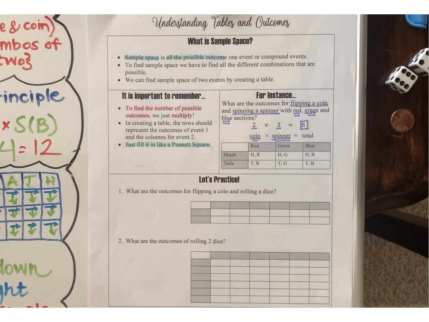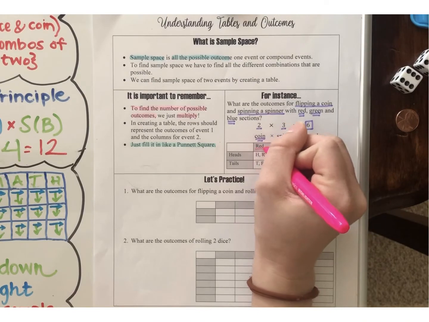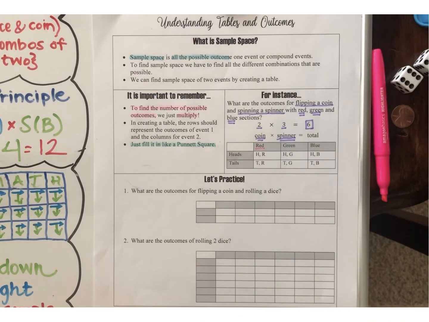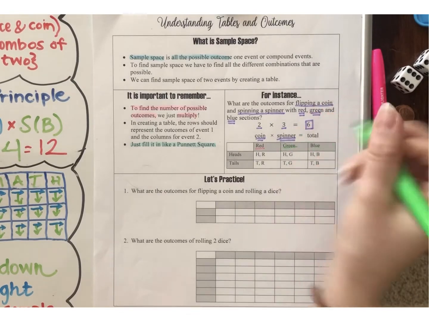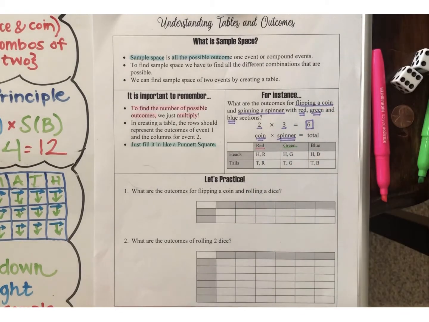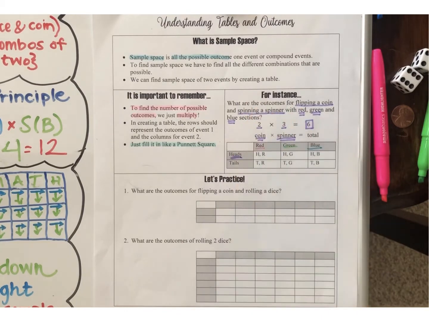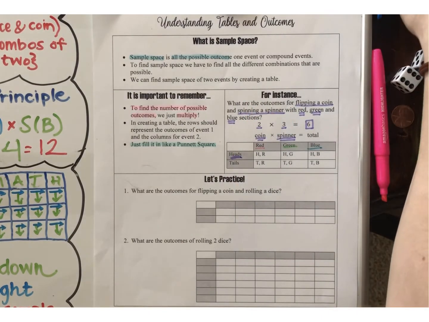Then I created a table here. Across the top, I listed the outcomes of our spinner. We have red, green, and blue. For our coin, we had heads and tails.